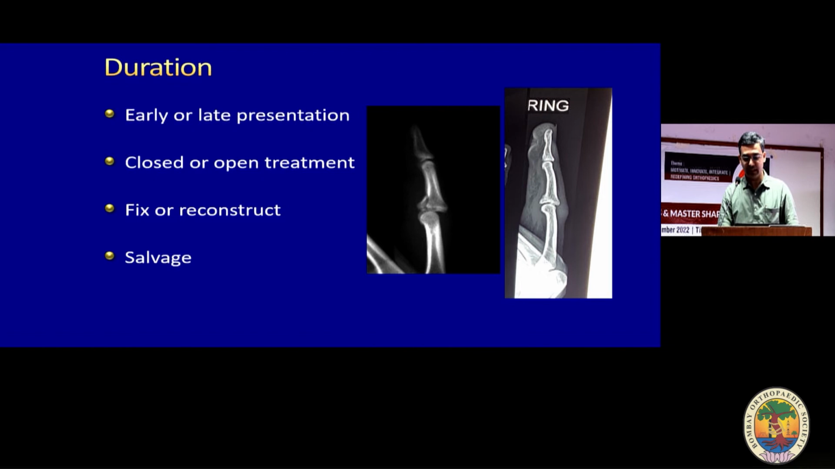The X-ray on the left is a fairly new injury. It was on the 4th day, so something can be done without doing any reconstruction or salvage procedure. While the ring finger presented at about 6 weeks or 2 months, so we have missed the bus for doing something simple.